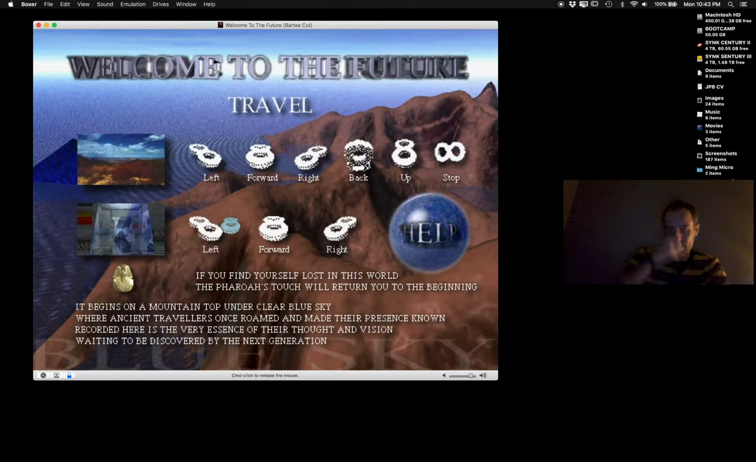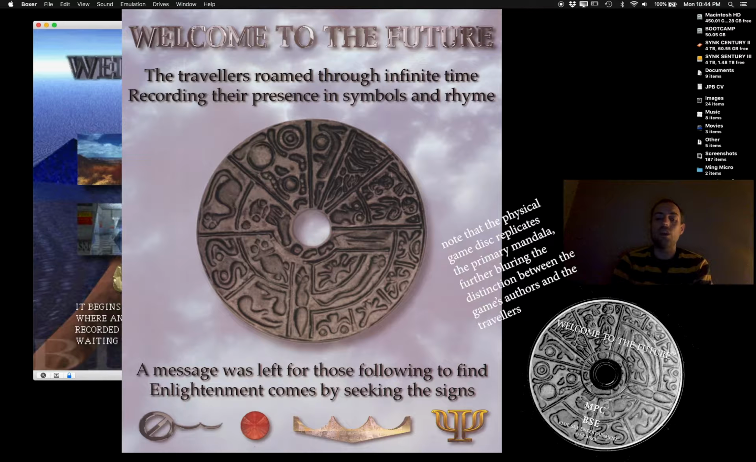Now, I find this very interesting indeed. We'll see that it works as a kind of meta statement in the game, because this could be talking about the game developers themselves who recorded here the essence of their thought and vision. It also works as a little metaphor about unconscious forces, I would say. Really, I would say this game is a kind of red book.